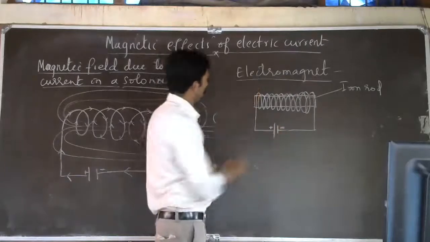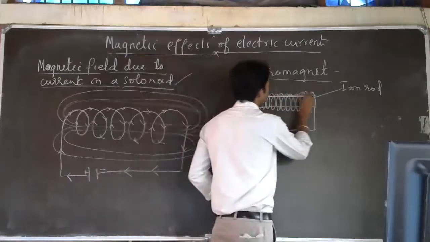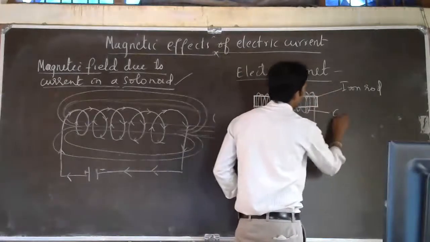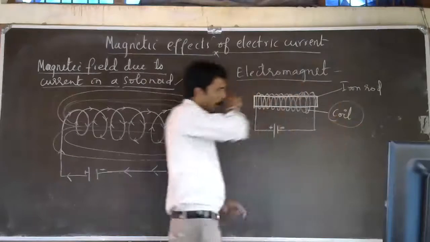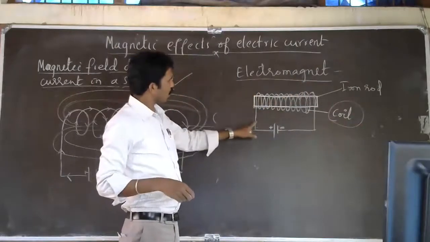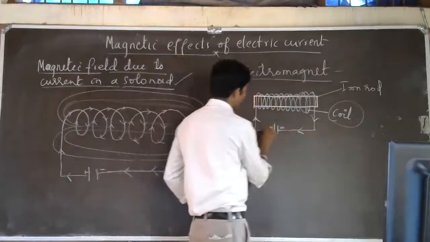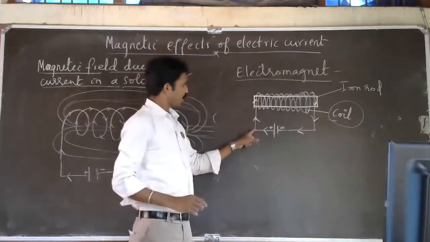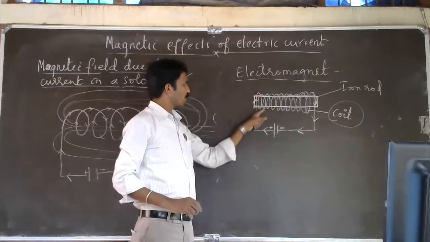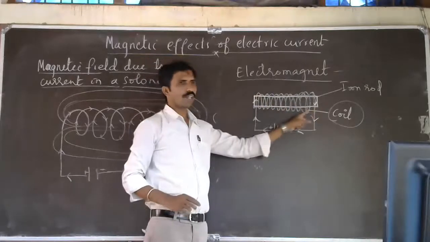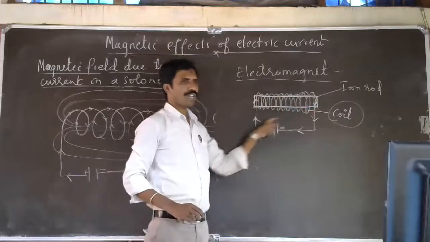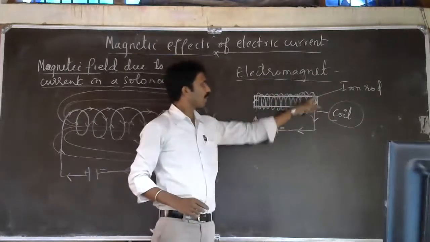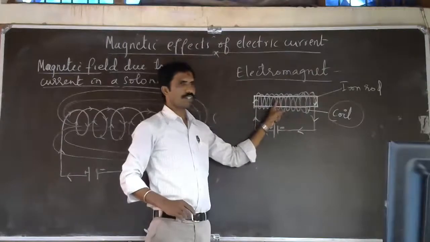See, so this is the rod inside. Then this is the coil. This coil acts as a solenoid. So when electricity is passed through this, what happens? When the electric current is passing through this wire, which is wound on this iron rod, a magnetic field is created. What type of magnetic field? A solenoid type of magnetic field is created. When the magnetic field is created, this iron rod acts as a magnet.